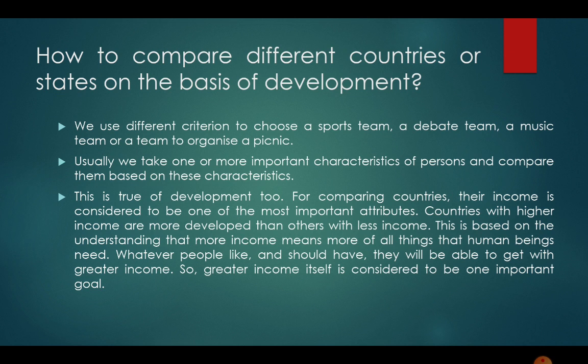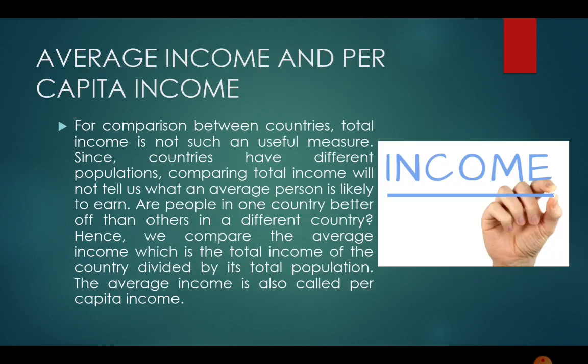This is based on the understanding that more income means more of all the things that human beings need. Whatever people like and should have, they will be able to get with greater income. So greater income itself is considered to be one of the important goals. Now you can highlight the point that income alone does not decide the development of a country. You can take the example of Japan. Although it is such a small country, yet the people's educational status, their literacy rate, their infant mortality rate and many other things are far better than India. Those are also the categories which make them developed, and India is developing.